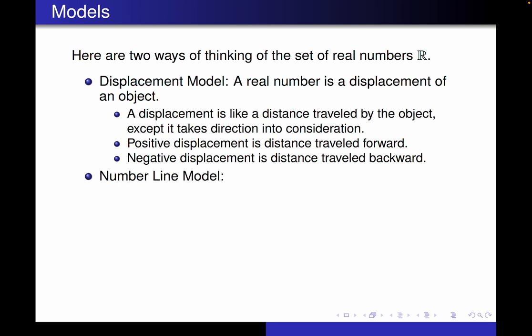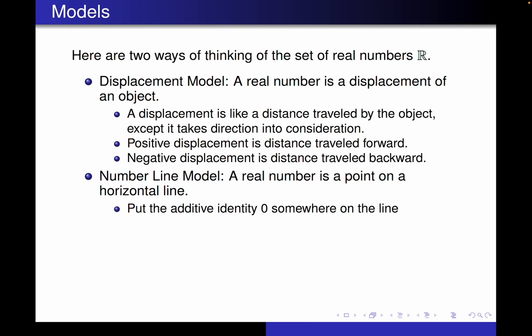The next model is one that you're probably super familiar with. That is the number line model. Here, a real number is a point on a horizontal line. And before we can start identifying real numbers, we have to put the additive identity somewhere on the line. This is sort of like the starting point if we're thinking about our displacement model. But we need to put that somewhere on the line so that we can have a dividing point between negative numbers and positive numbers. And since a line is infinite in both directions, it doesn't matter where we put it.